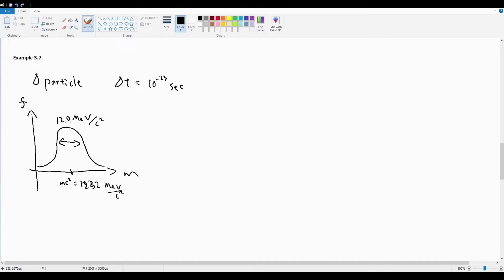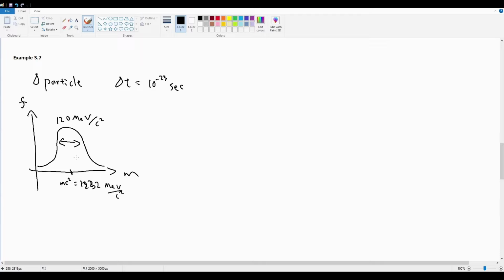And the question we're asked in this example is, why does this happen? Why is it that when you measure the mass of a particle, sometimes it's significantly less than the expected rest mass of the particle, and why is it sometimes significantly more?